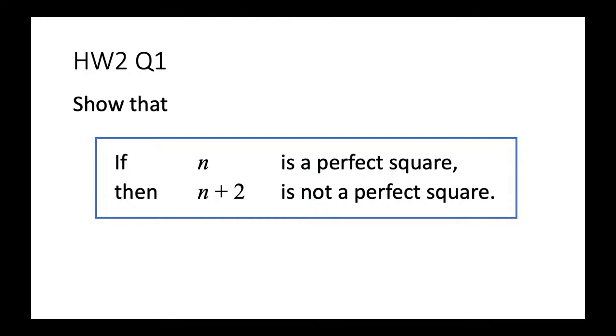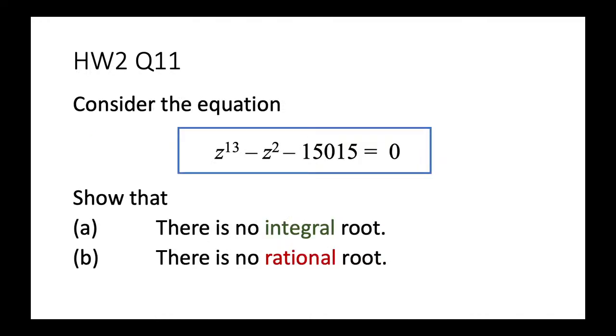The first one is question number 1 in homework 2. In this question, we want to show if n is a perfect square, then n plus 2 is not a perfect square. A perfect square is a number which can be expressed as the square of an integer. So if n is some integer square, then we want to show that n plus 2 cannot be some integer square. There are many ways to solve it. I will show two of them. We will talk about this question later.